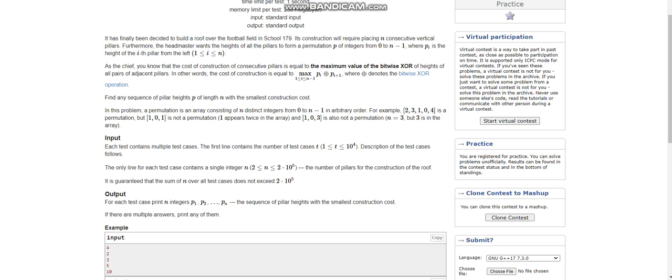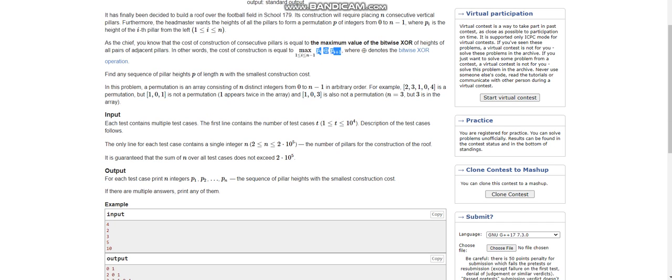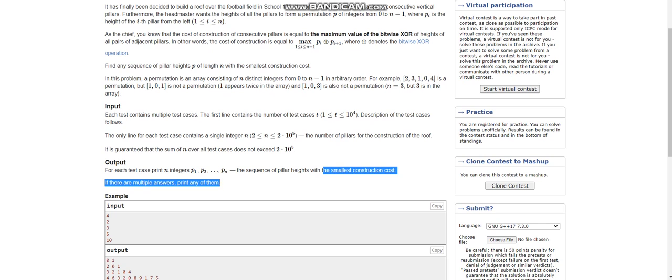Why minimum? Because the question is saying that the cost of construction is equal to the maximum XOR of any two adjacent elements. So if I minimize that XOR, then obviously the overall cost will be minimum. That is actually what the question wants from us, that you have to find the smallest construction cost. So if I minimize all pairs' XOR, then automatically the construction cost will be minimized. Okay, so how will I do it?